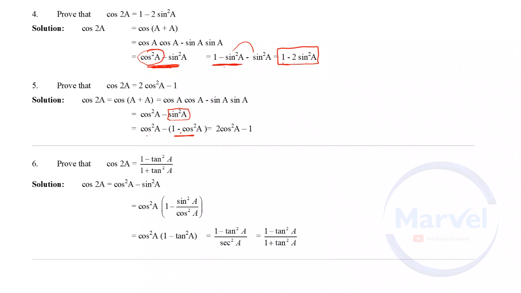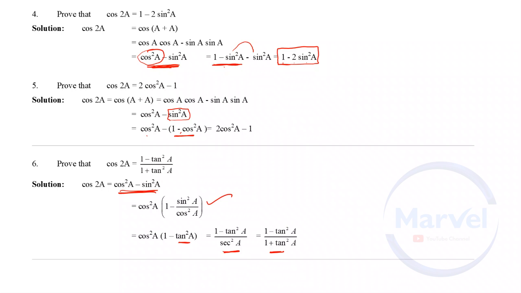Okay. Next, cos 2A. This is the base for all the remaining formulas: cos square A minus sin square A. So taking cos square A outside, 1 minus sin square A by cos square A, that is 1 minus tan square A. Now again, move cos square A to the denominator. If you move it to the denominator, that becomes secant square A. Secant square A can be written as 1 plus tan square A.